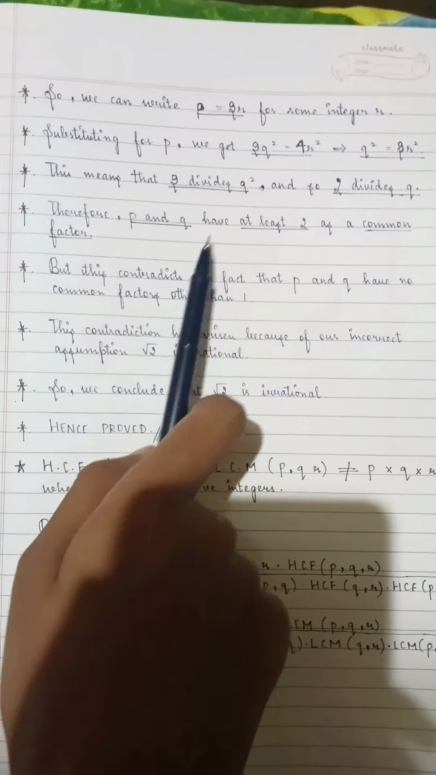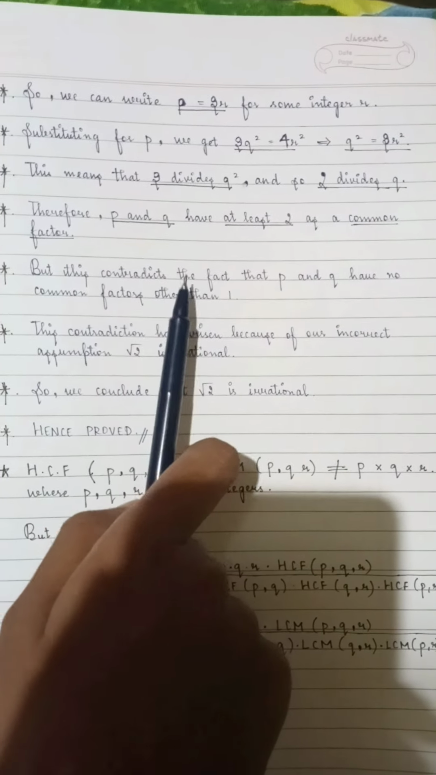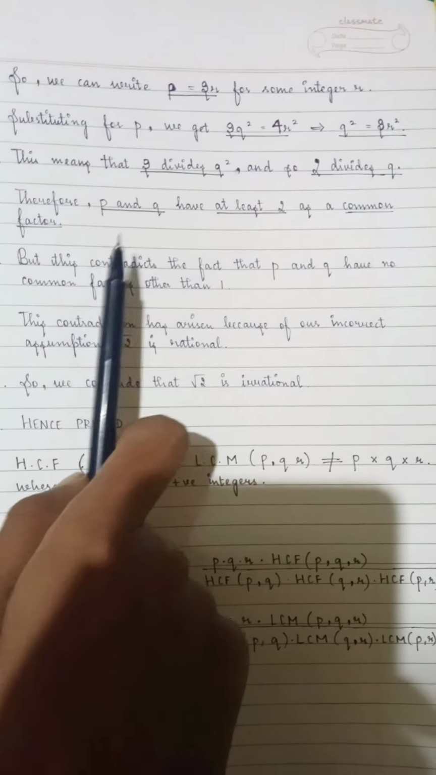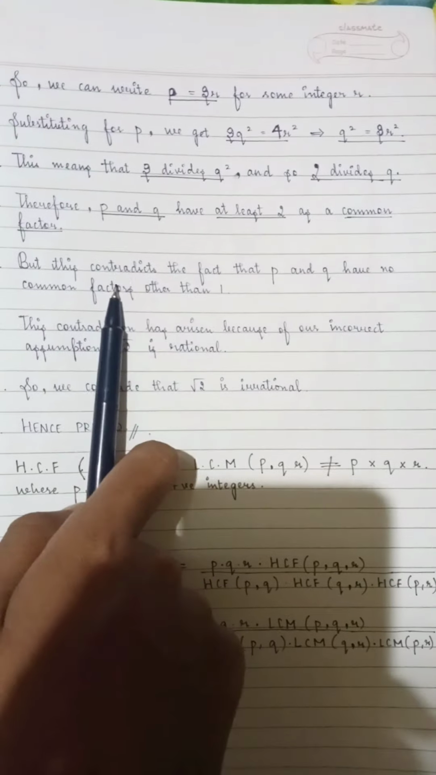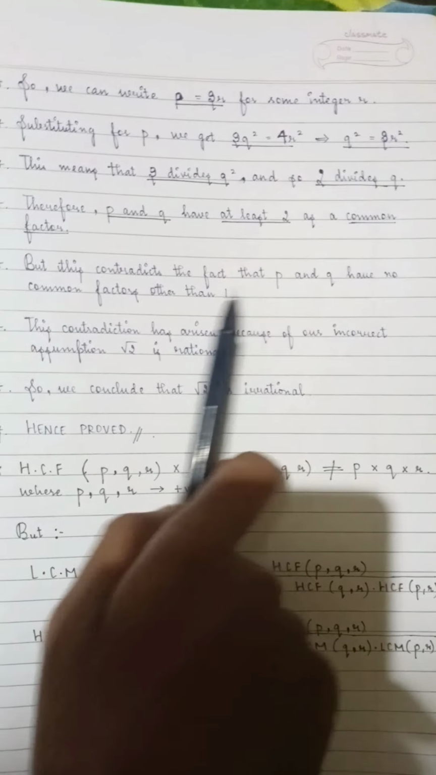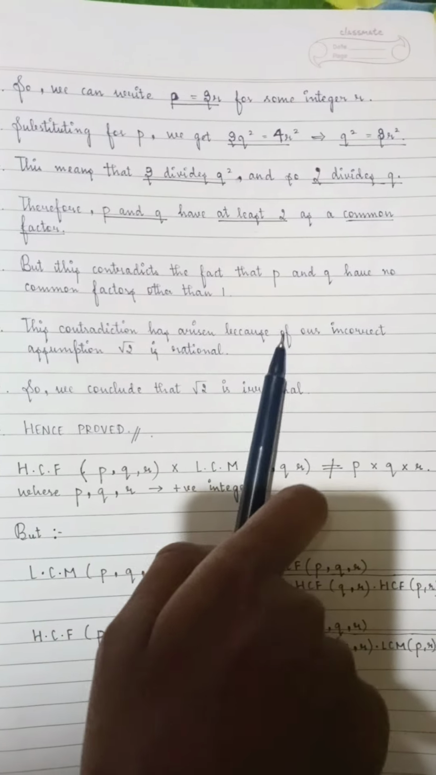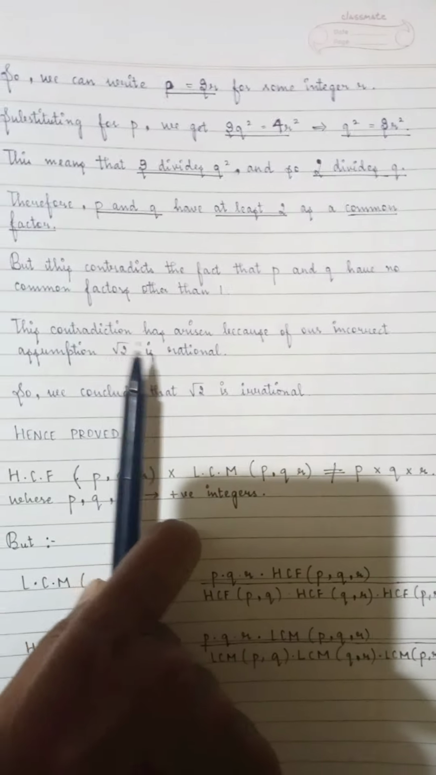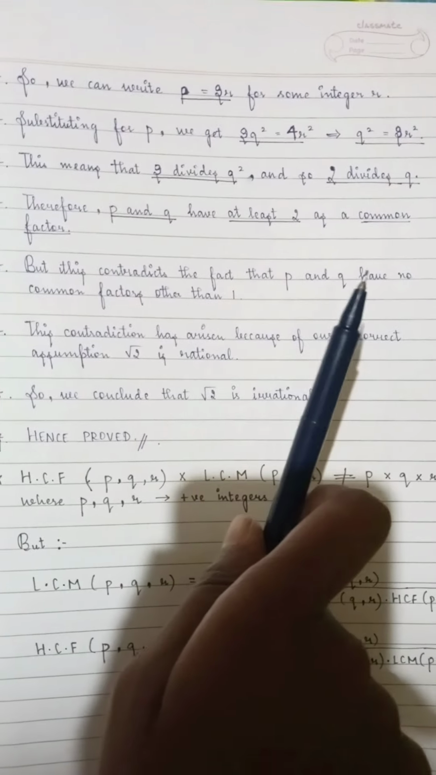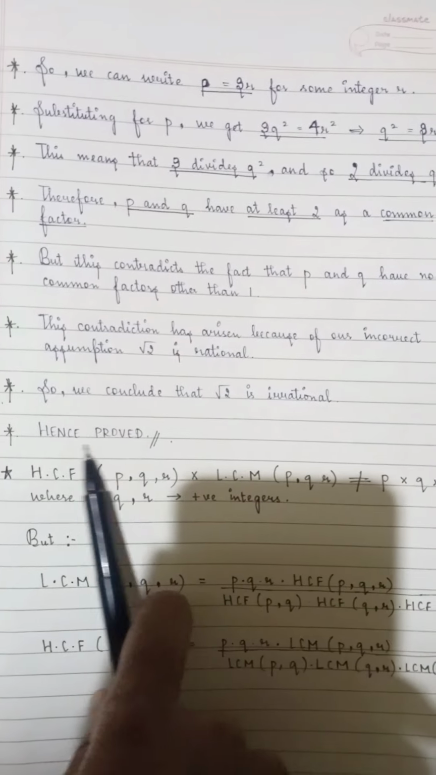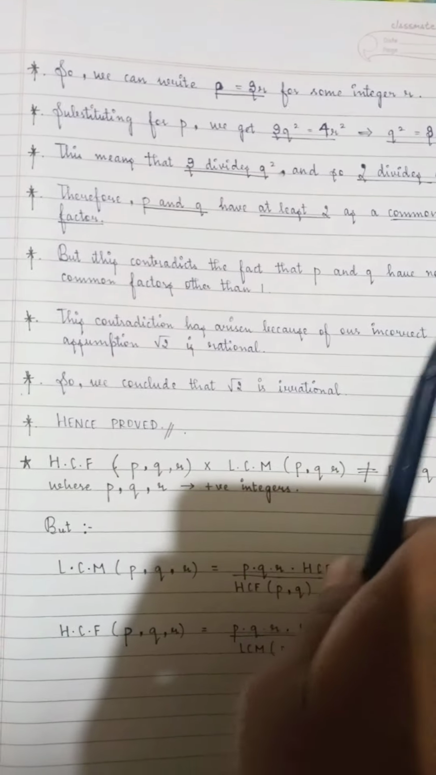Therefore, p and q have at least 2 as a common factor, but we had taken that p and q are co-primes. So, this contradicts the statement that p and q have no common factors other than 1. This contradiction has arisen because of our incorrect assumption. So, we have proved that our assumption that root 2 is rational is wrong. So, we can conclude that root 2 is irrational. Hence, we have proved that root 2 is irrational.